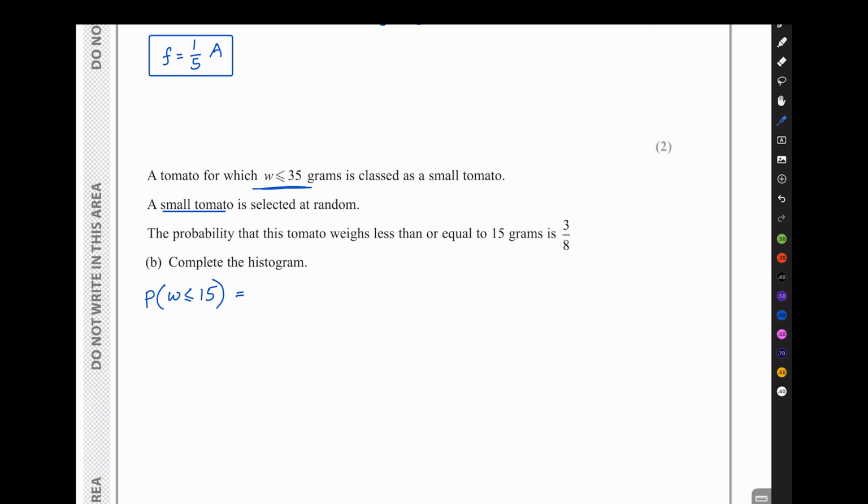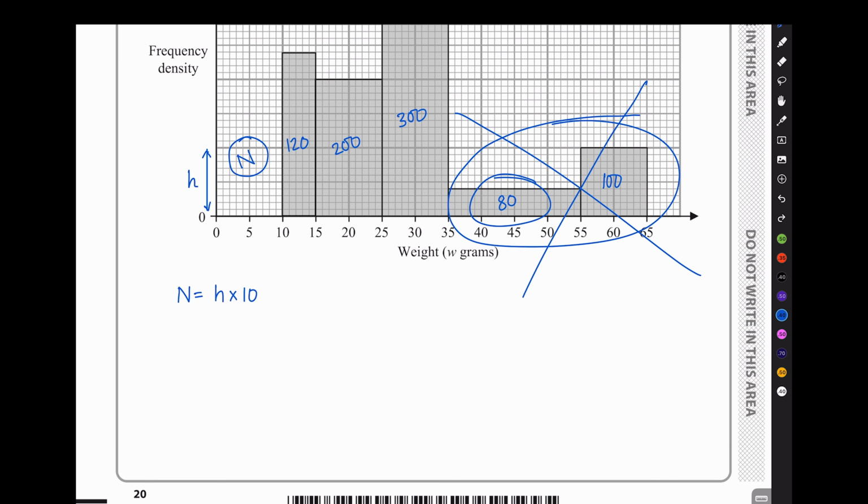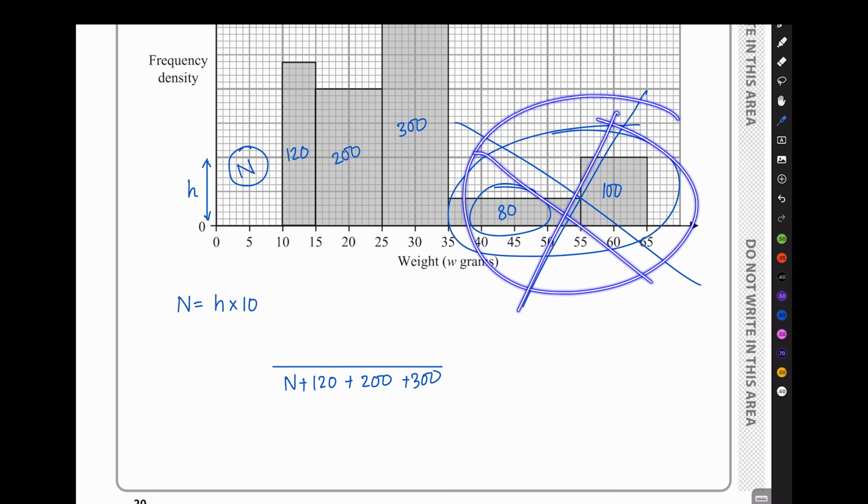Now we are given the probability of the weight being less than 15. How do we calculate the probability? The total should be at the bottom, and our requirement should be at the top. Let me write it right here. For the total, it's n plus 120 plus 200 plus 300. As I mentioned, I'm going to completely ignore the rest, since we're only concerned with the weight being less than 35.